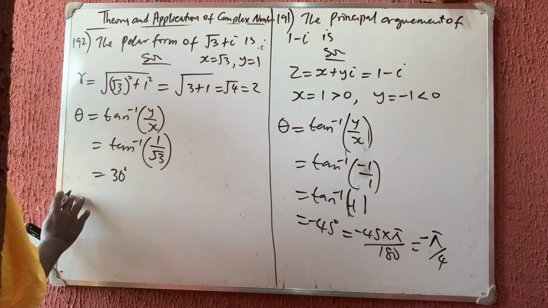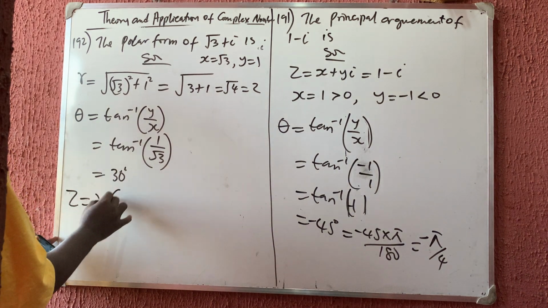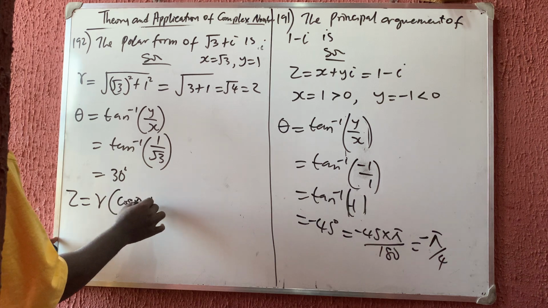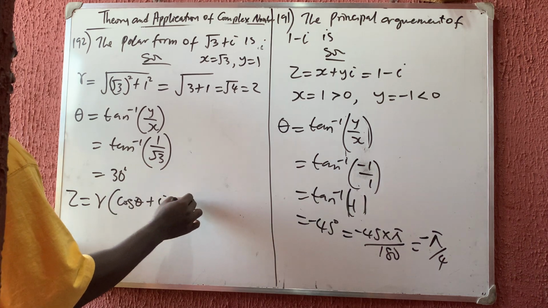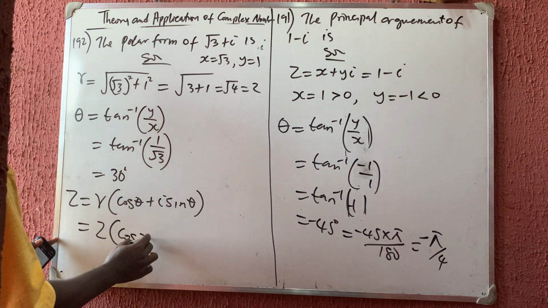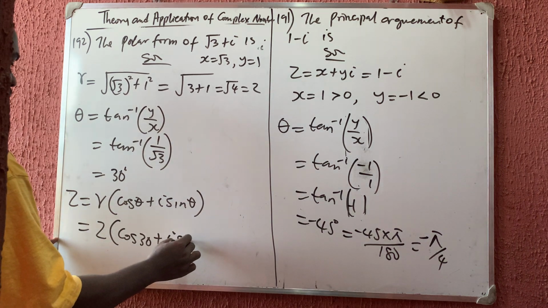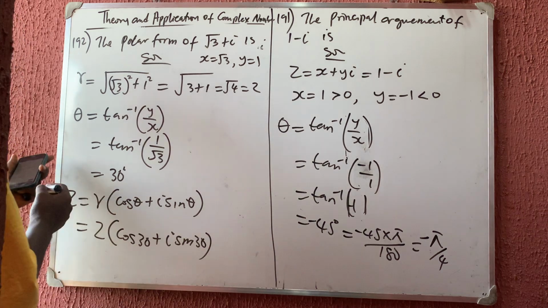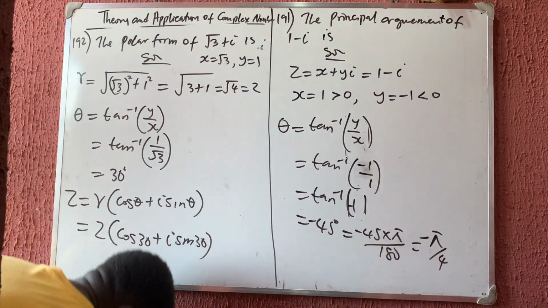So the polar form is z is equal to r in bracket of cos theta plus i sin theta. Okay, so which is 2 in bracket of cos 30 plus i sin 30. So this is the polar form. So we go to the next question.